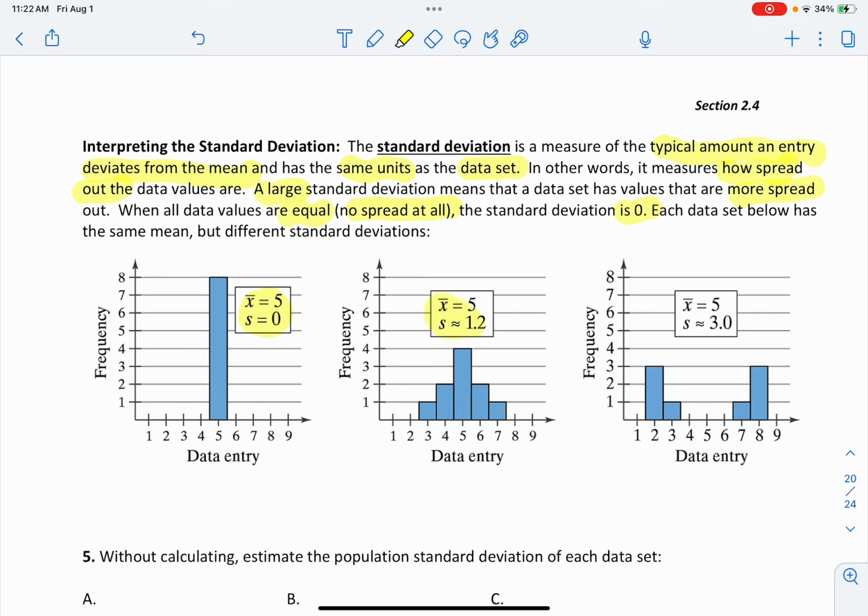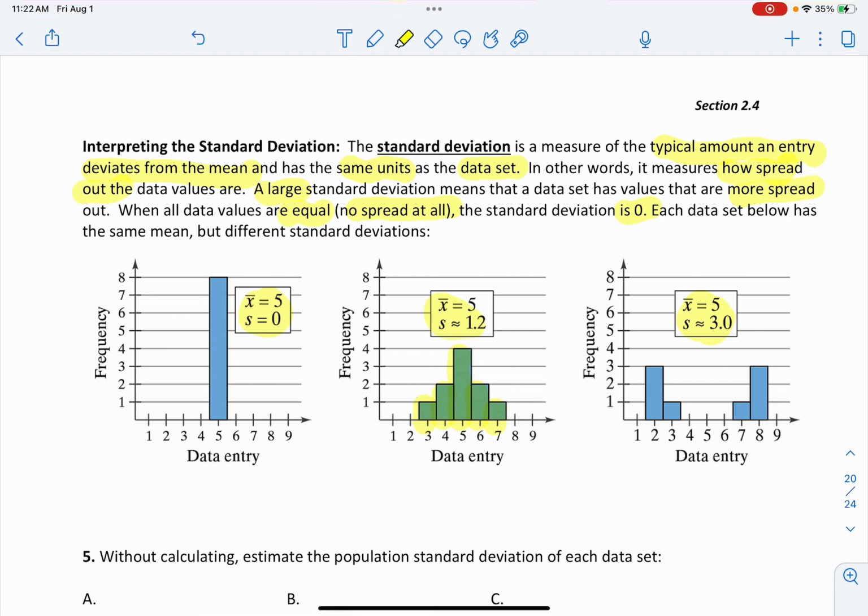How about this one, when you have a standard deviation of about 1.2? We got some spread here, right? We have some data values that are right at the mean, some that are 1 away from the mean, and then some that are 2 away from the mean. So if we do some averaging of all that, this turns out to be about an average of 1.2 from the mean.